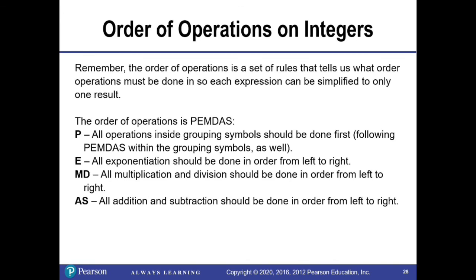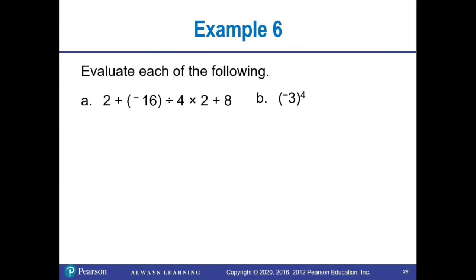We use the order of operations with integers. Remember PEMDAS. P stands for parentheses. E stands for exponents. M and D is multiplication and division from left to right. And the A and the S is the addition and subtraction in order from left to right. Look at part A. We don't have any parentheses to simplify, neither do we have any exponents. So I start with my multiplication and division from left to right.